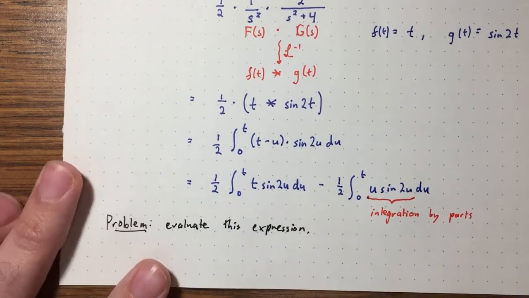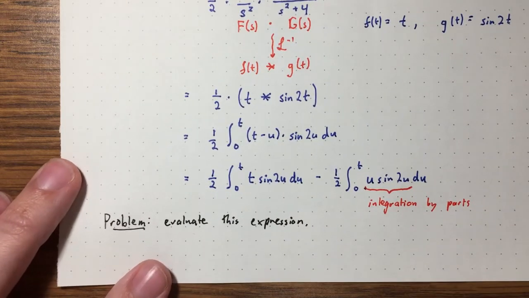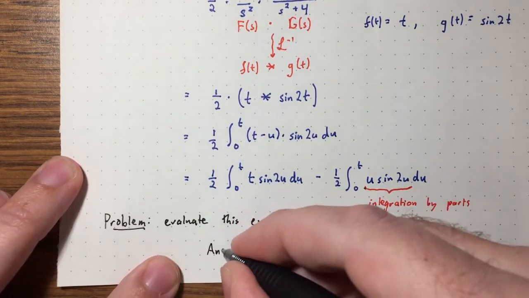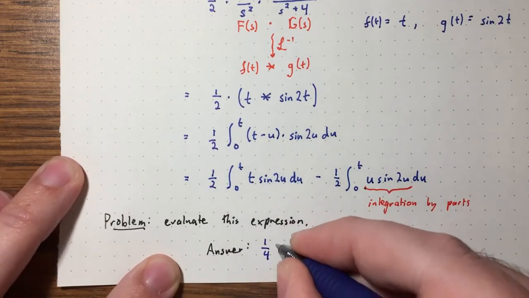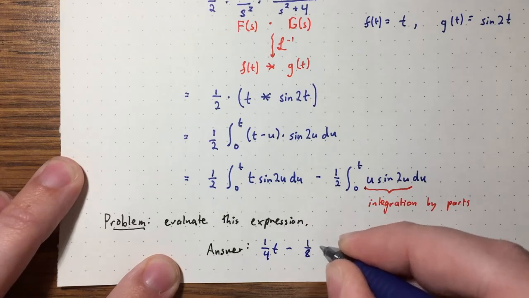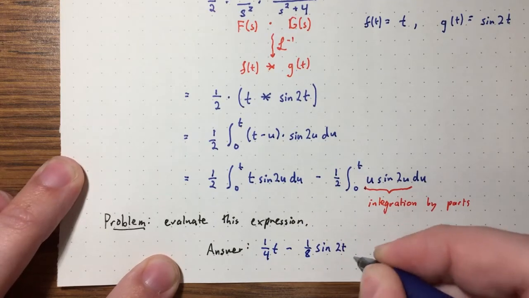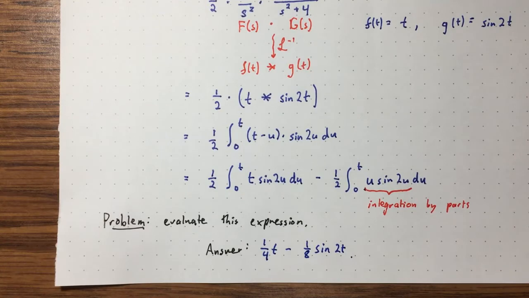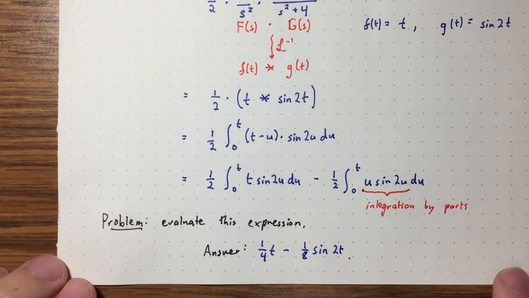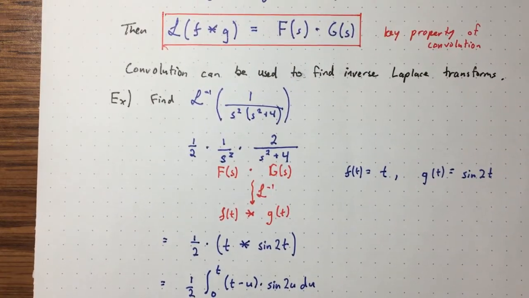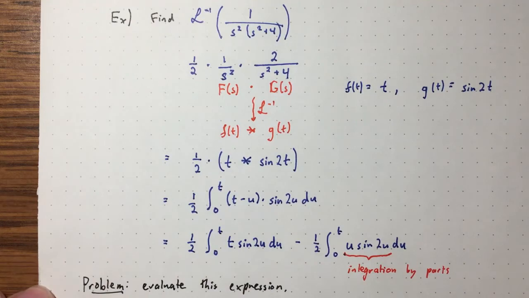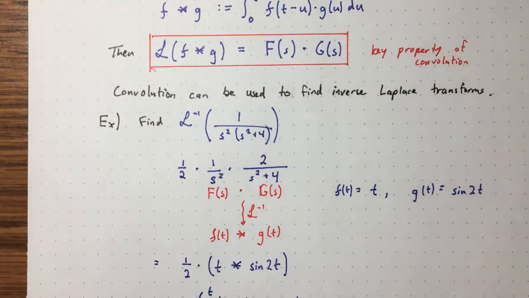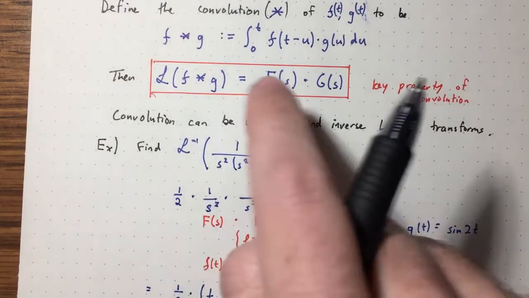Good practice doing some integrals. And the answer should be the following. So you should get 1/4 t minus 1/8 sine 2t. Okay, so you can already imagine how this might be very useful. How we can actually get an integral formula for the inverse Laplace transform of a product. Okay, that's what this allows us to do.